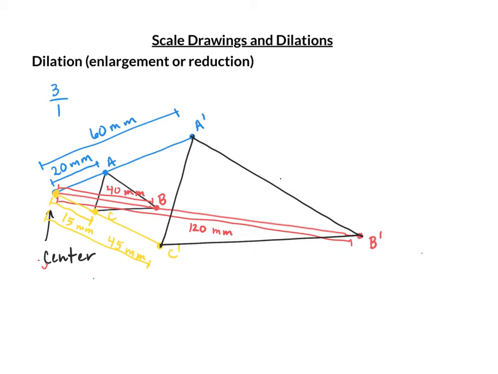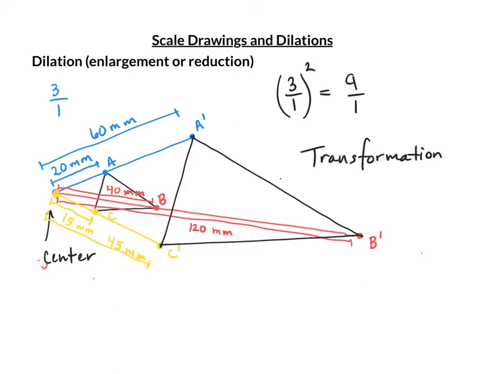And the area, remember what we said, if you have a scale factor of 3 to 1, the ratio of the areas is the scale factor squared. That would be 9 to 1. The area of this bigger triangle would be 9 times bigger.